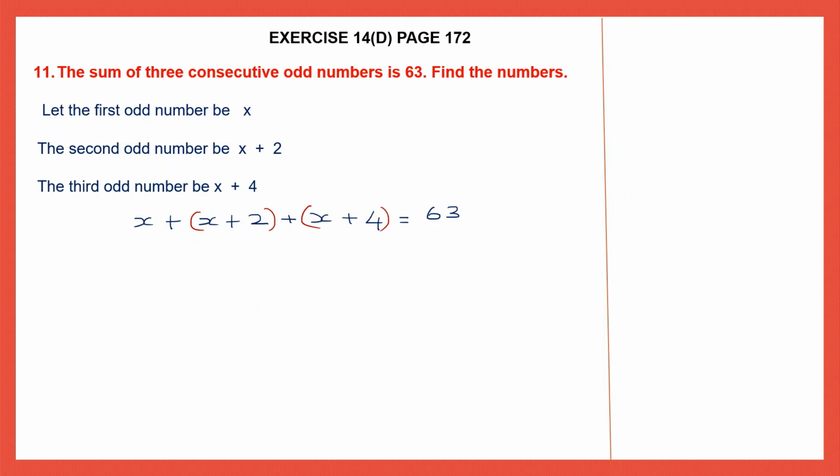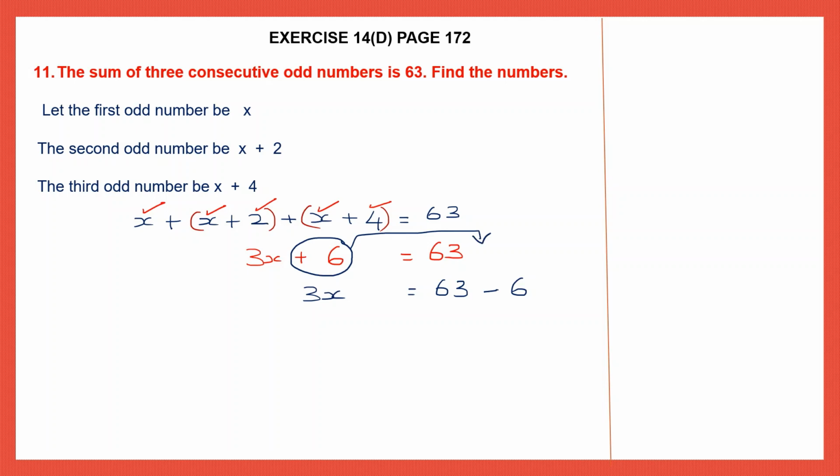So now we are going to add up all the x. So let's take the x. We have 1 plus 1, 2 plus 1, 3. So here we have 3x plus, now let's take the numbers. We have 2 plus 4, that is 6. 3x plus 6 is 63. So now we can find the value of 3x. We have to do 63 minus 6 because we have transposed the 6 from the left hand side to the right. So now it becomes minus 6.